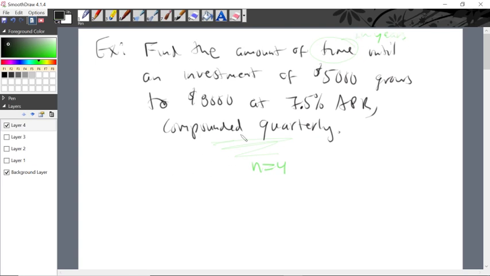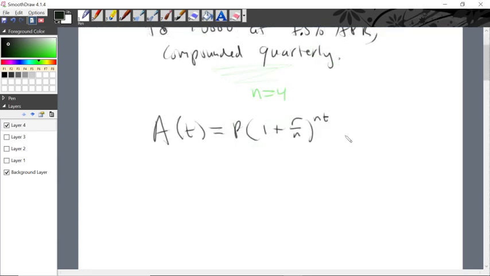And the formula we need when we're compounding with a finite number of compounding periods is A, as a function of time, A of t equals P times 1 plus r over n to the power of n times t. And we are solving for t, and t is in the exponent. So we're solving an exponential equation, and for that reason, we should expect we will need to use logarithms in order to do so.